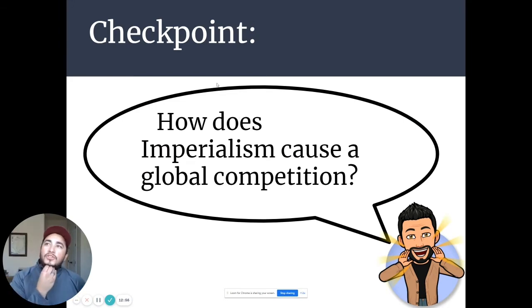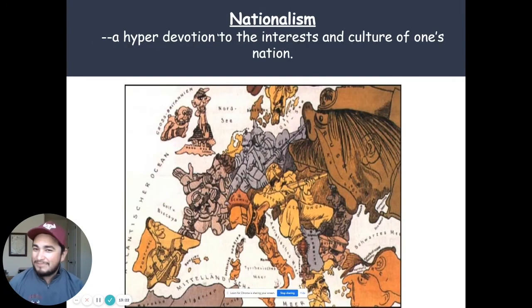So the question for you guys for this checkpoint is, with what you understand about imperialism, how does imperialism cause a global competition? Good job. You're right. Imperialism creates that competition and demand of needing more land and resources by taking it from others by force. Good job.